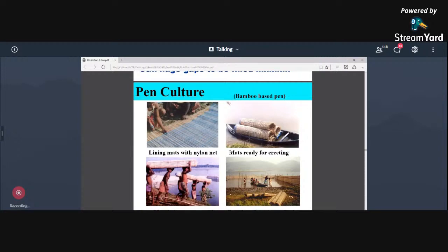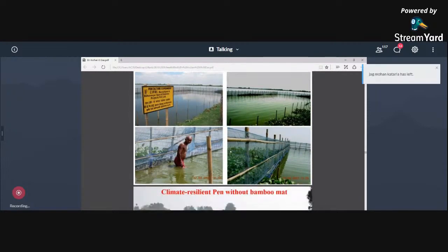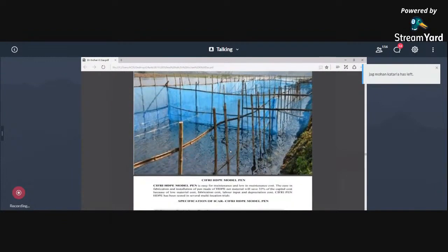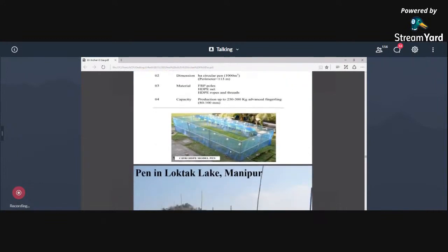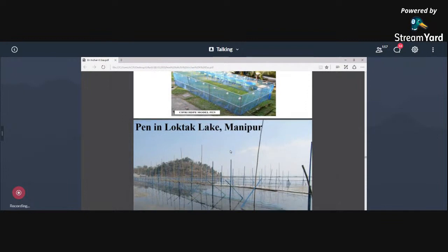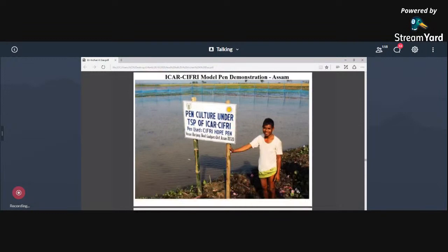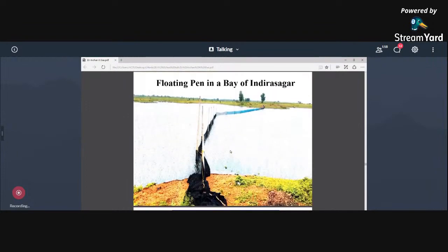Our pen culture technology: initially we used bamboo. Now with advancement of technology, we have eliminated the bamboo mat, because bamboo is costlier day by day and creates pressure on forests. Only net is there. This is our pen, already marketed. Pen in Loktak Lake, no bamboo mat; it works well. Pen culture under TSP tribal subplan and SCSP projects we are promoting without any bamboo mat.